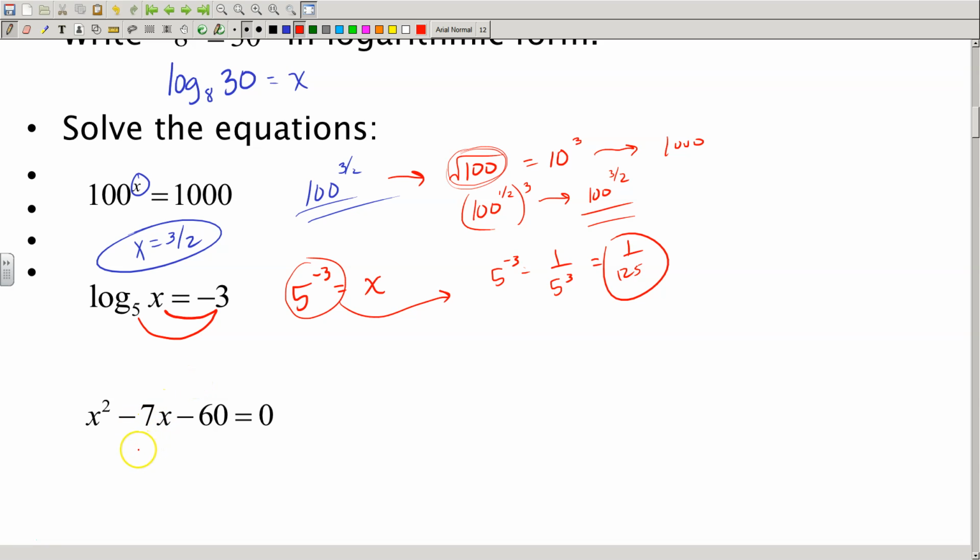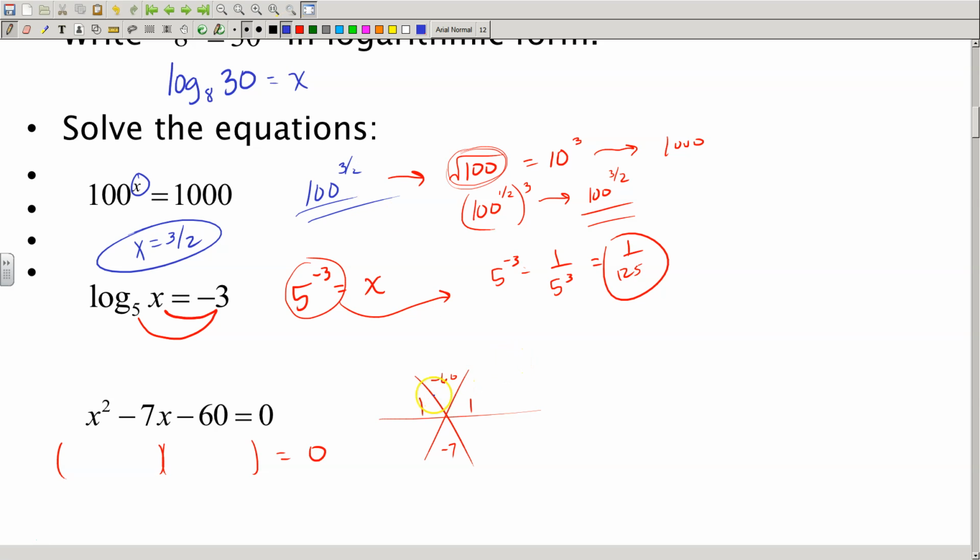Last one, we have a quadratic. x squared minus 7x minus 60 equals 0. That's a quadratic, so how do we solve that? The two possible tools we can use would be to maybe factor it, or we could use the quadratic formula. I'm going to go ahead and try to factor this. So my a value is 1. My a times c is -60. My b value is -7. So I'm trying to think about what multiplies up to -60 and adds up to -7.